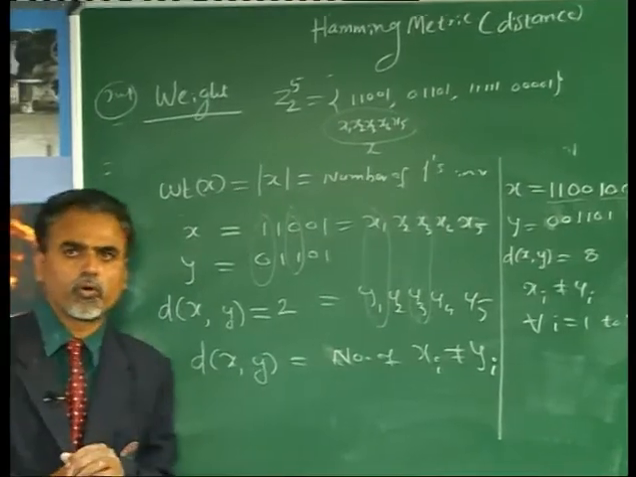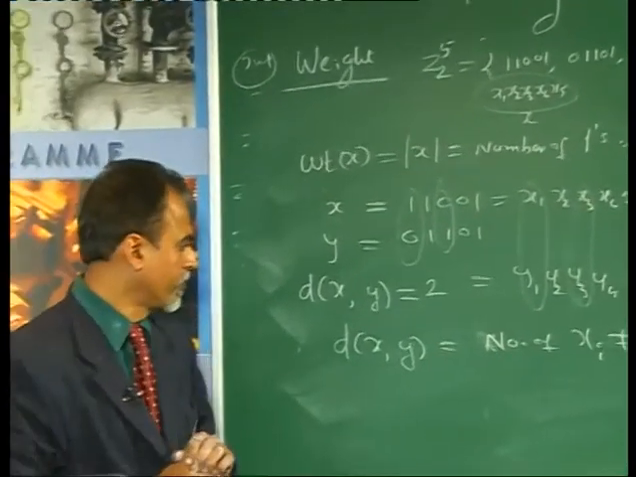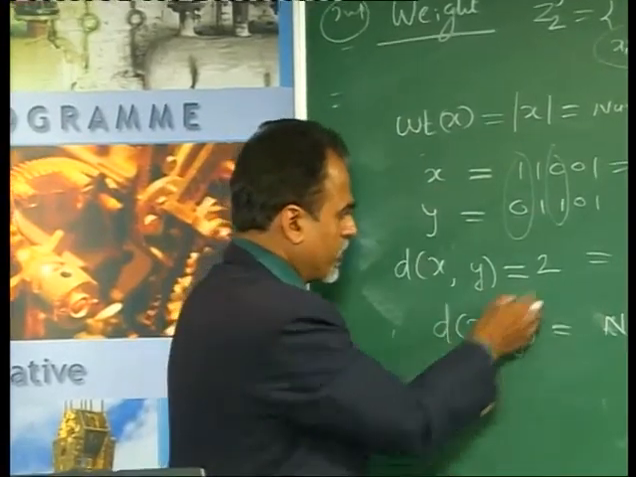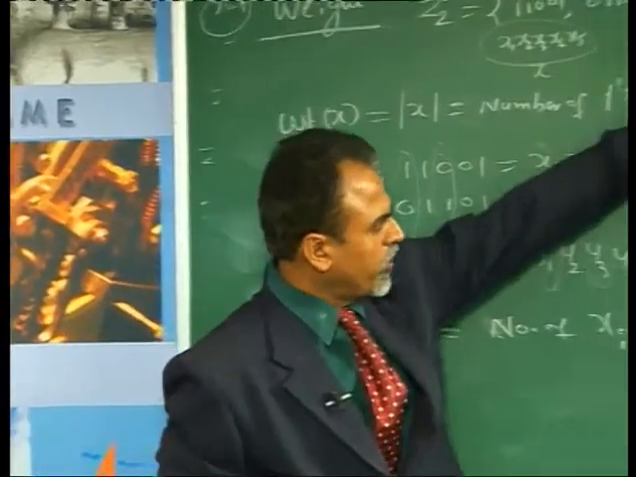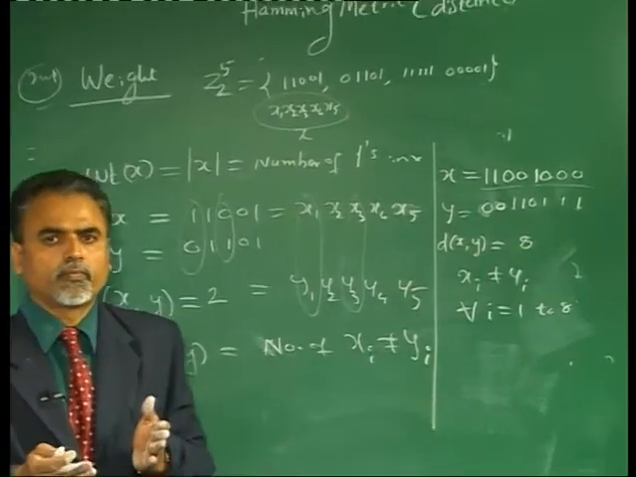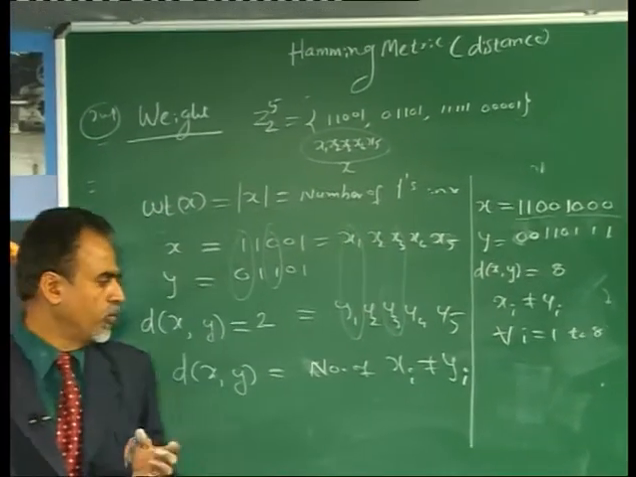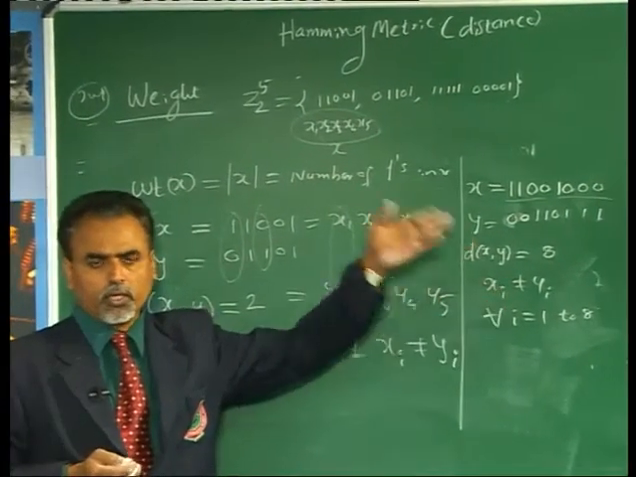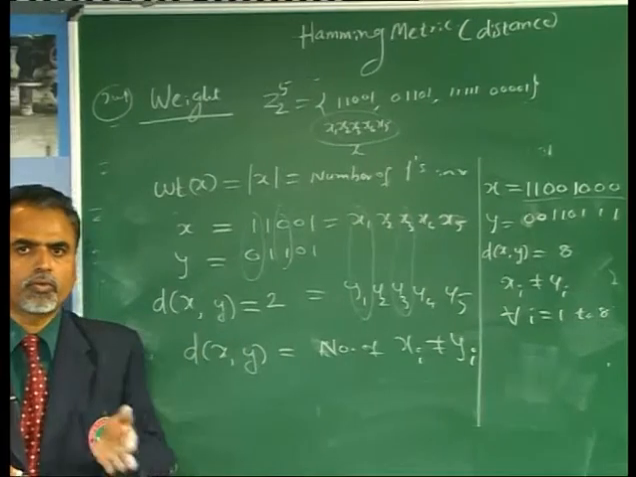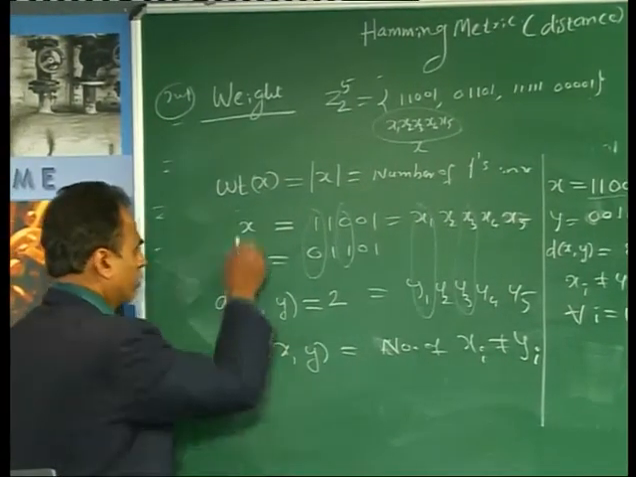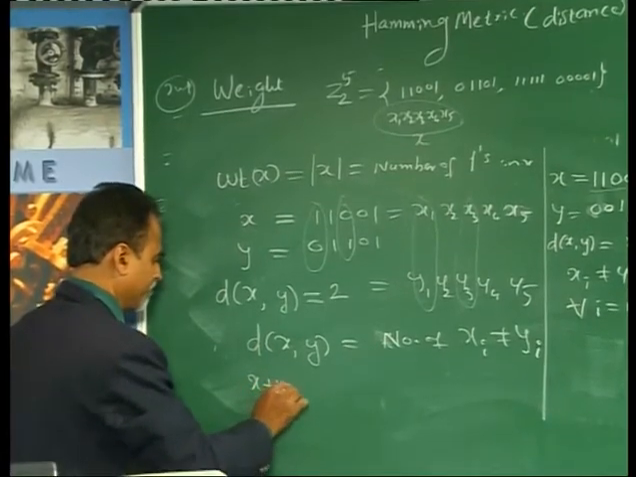Apart from this, now what we are going to write, we should observe. Here also x, y is there, distance we have taken, which is 2. Here also, one more example, x, y is there, distance we have taken as 8, with the definition that the number of positions in which xi is not equal to yi, in the first position or second position up to whatever position is there. Now let us add these two, x plus y.